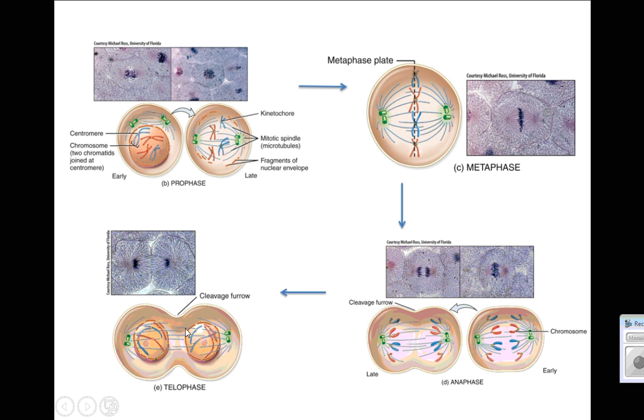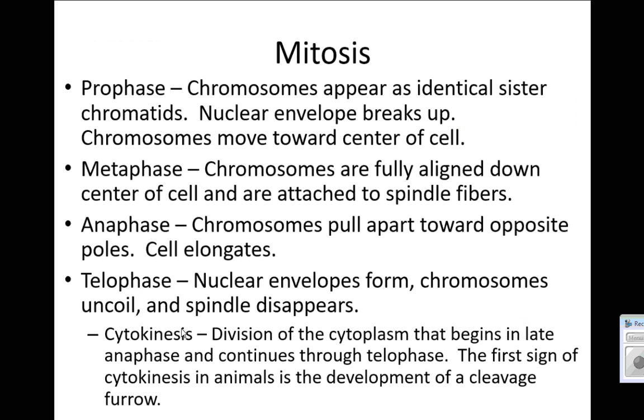Telophase, those microtubule spindles will go back and disappear. The nuclear envelope will start to form, the chromosomes will unwind, and by the end, after cytokinesis has taken place, which generally happens and finishes off in telophase, we're left with two identical cells, each having a nucleus with the unwound DNA in it.